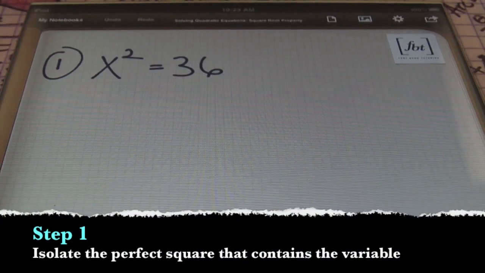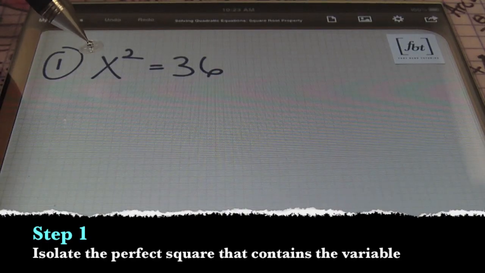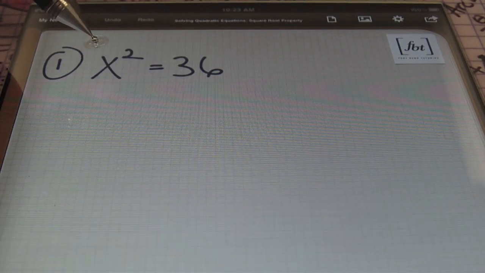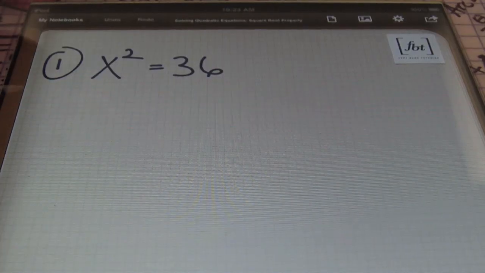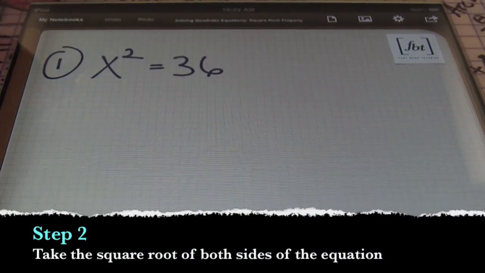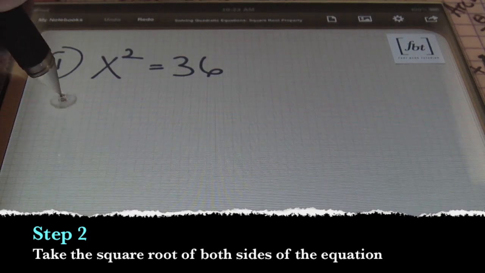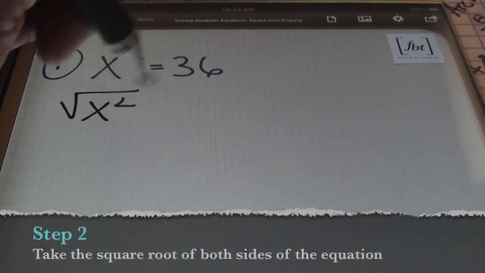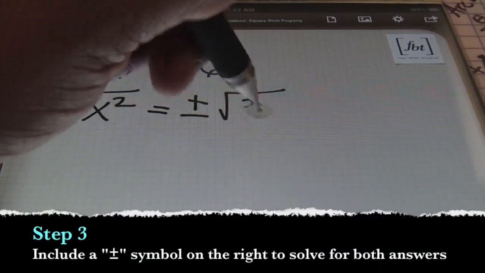What I want to do, ladies and gentlemen, is first of all make sure that the part that's being raised to the second power is by itself on one side of the equal sign. In this case, it is. Then, in order to solve for it, you'll be taking the square root of both sides of the equal sign. So, in order to get rid of that square here, I can say the square root of x squared is equivalent to plus or minus the square root of 36.